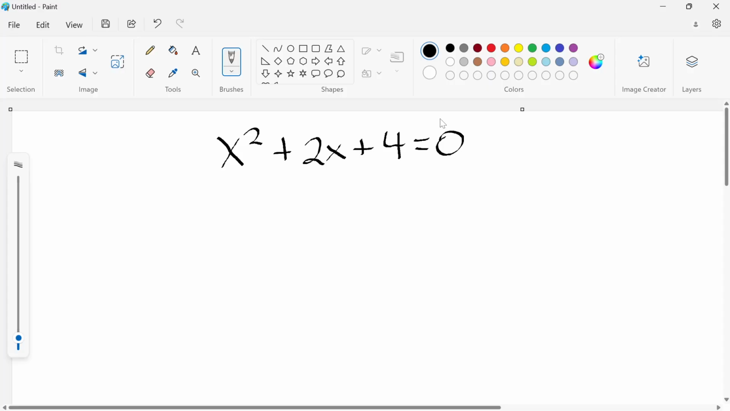If you ever need to find the product or sum of roots of a quadratic equation, I'm going to show you a shortcut.